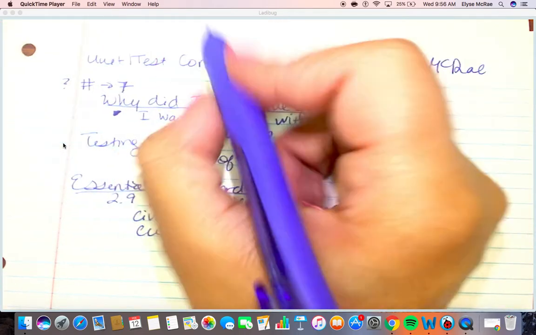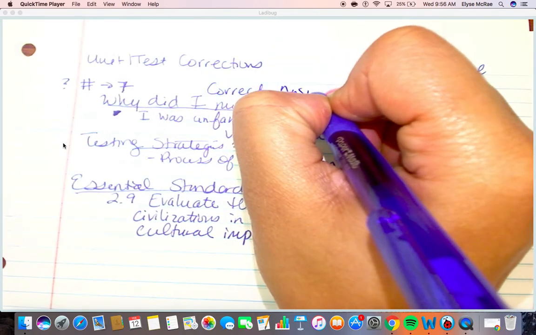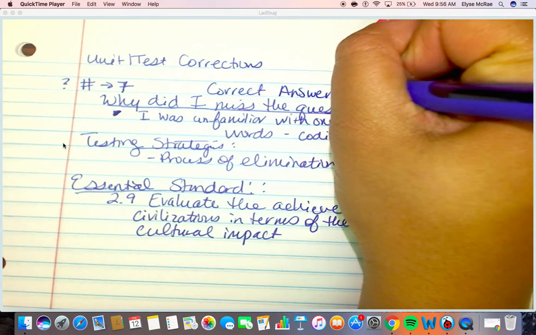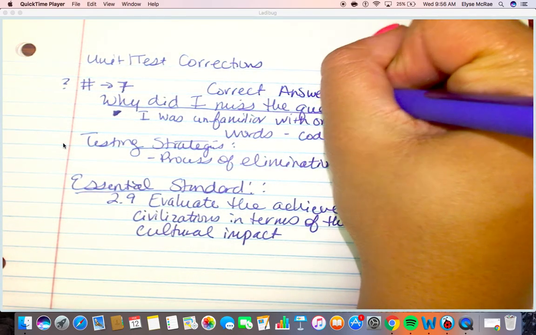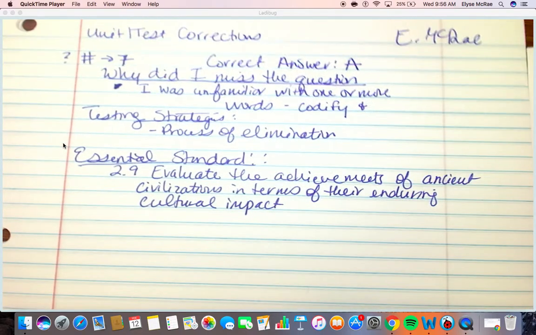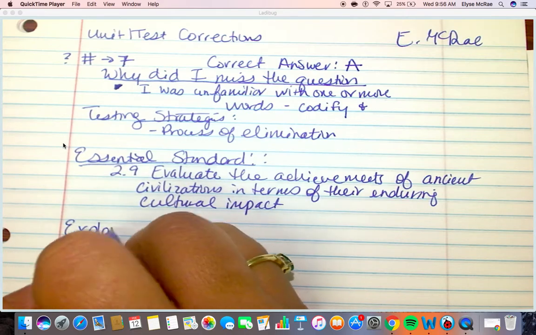At the top, you want to put what the correct answer is so that Ms. McCray can check to see. If you are having a hard time finding the correct answer, then you need to just ask Ms. McCray because I can help you. And so I know that I put C for number 7, but really the correct answer is letter A, excuse me. And the last thing that I'll do on this test correction paper is I'm going to put my explanation of why I missed it.